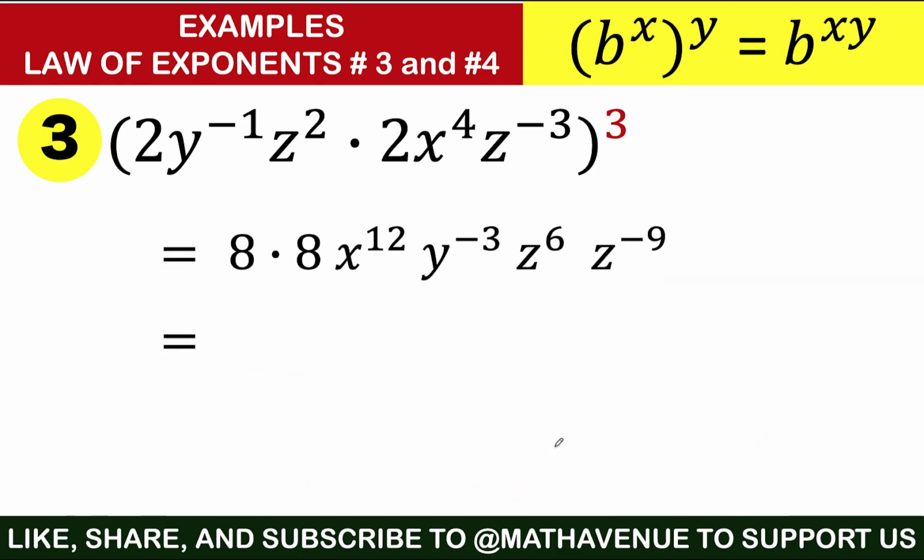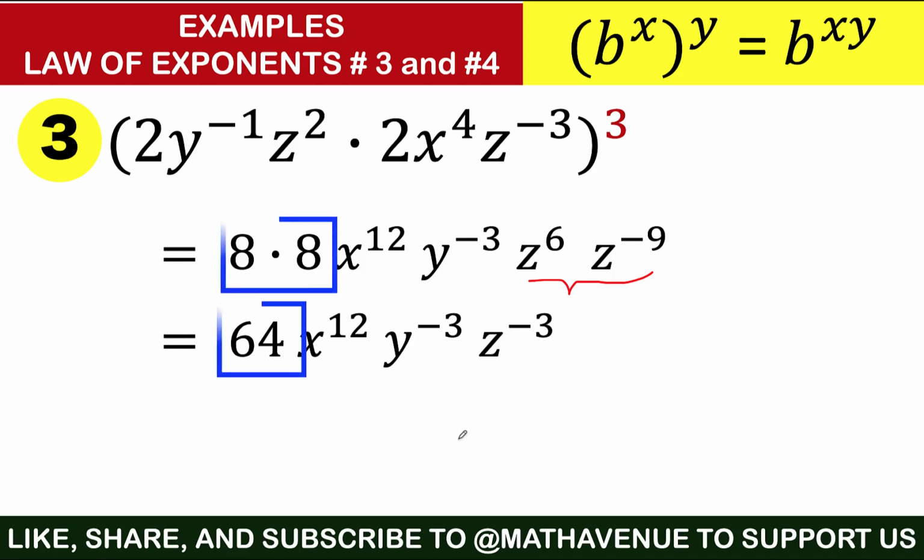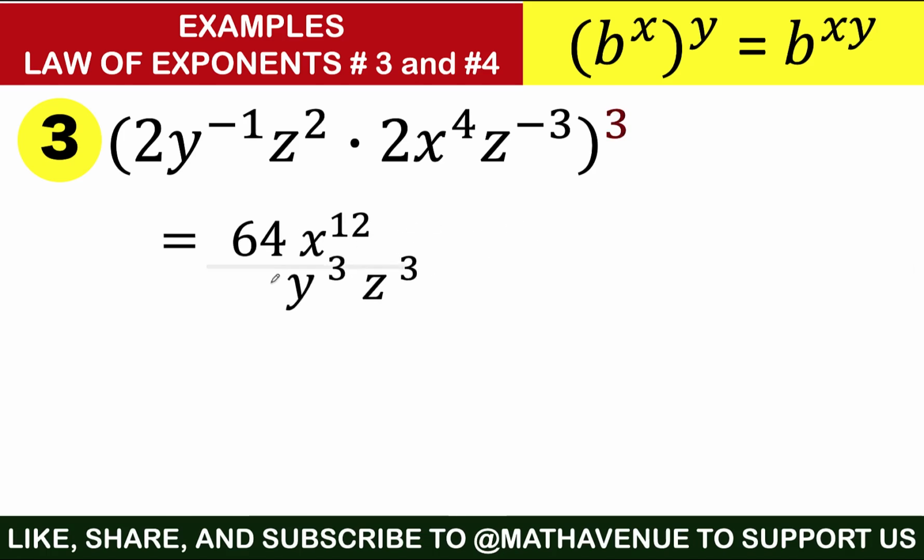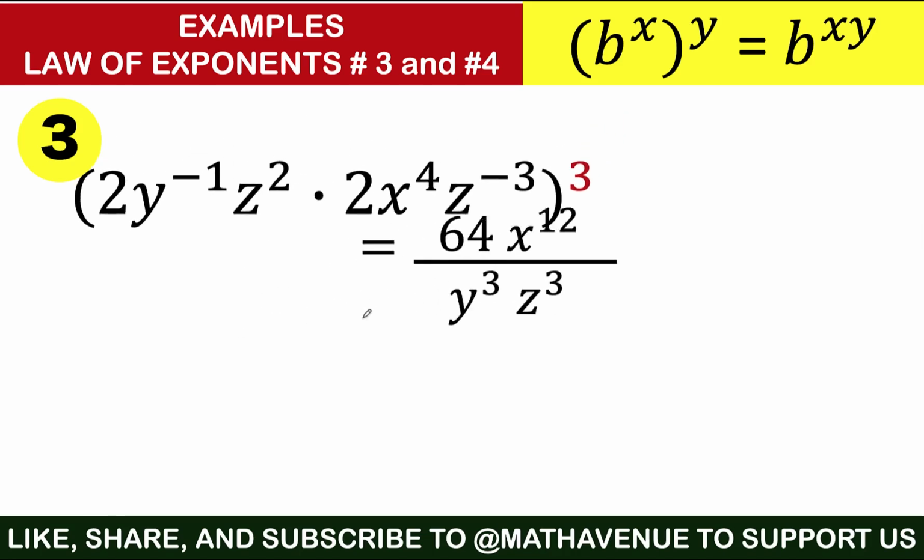8 times 8 is equal to 64. X to the 12 and y to the 3rd is copied. And 6 minus 9 is negative 3. So we now have here c to the negative 3 for the product of these two factors. When we have negative exponents, they can be brought down in the denominator. So finally, our answer would be 64x to the 12th over y to the 3rd z to the 3rd. And this is now our final answer.